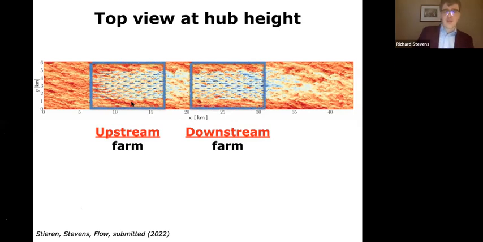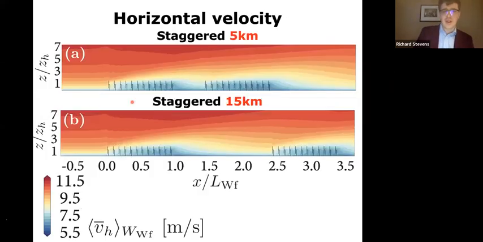So we will look at these two different farms, the upstream farm, which we essentially already discussed, and then what does this do on the downstream farm? You can look at what it does to the velocities in your farm, the horizontal velocities around the first and second farm. You see that there's actually this larger scale structure that's already created that you can visually see here if you have two wind farms close together.